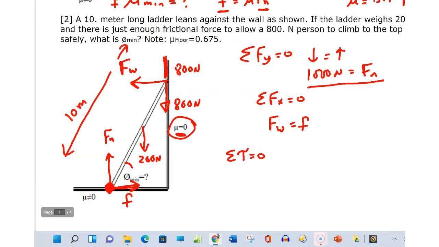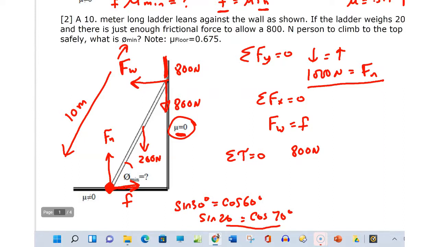You've got two torques. The person on the ladder exerts an 800 newton force. Sine of, well, check this out, actually. Are you ready? A little bit of trigonometry. Do you remember that the sine of 30 equals the cosine of 60? Or the sine of 20 equals the cosine of 70? Just take the complement. That's just how it works. So I'm going to take advantage of that concept. And I want to do 800 times the sine of this angle.